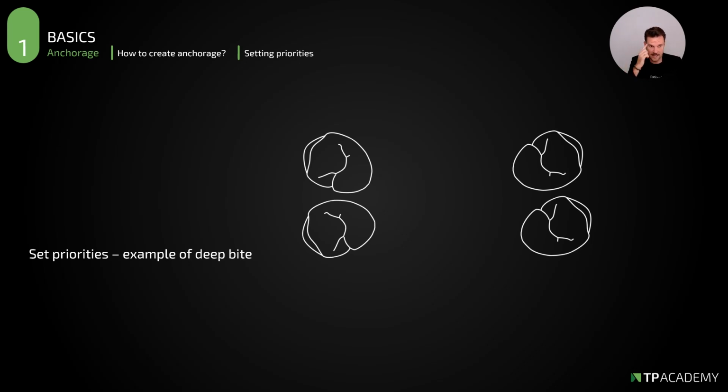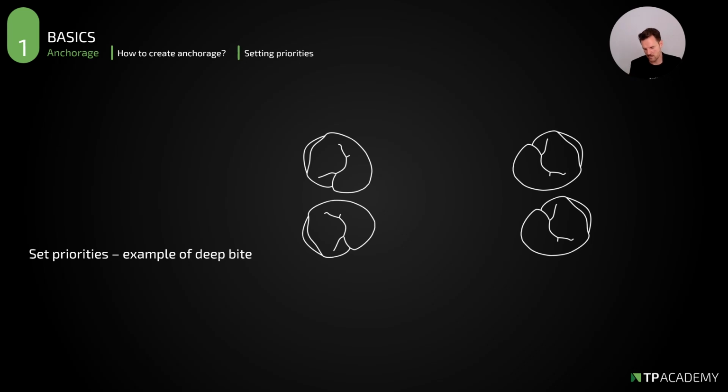So is it really like that? Does it really make sense to, in every case, correct the curve of Spee, to do a derotation of premolars and so on, if the most important part is, as an example, to do anterior intrusion because I have a deep bite? And this is, in all these 8 modules, one of the most important things to understand.